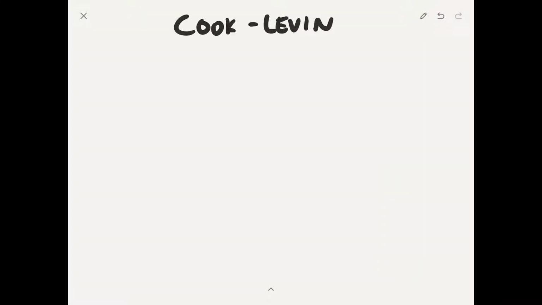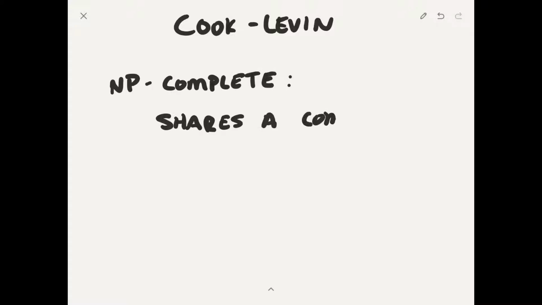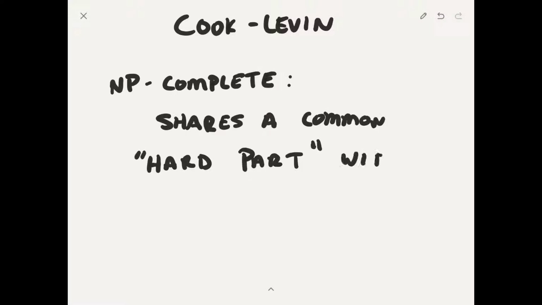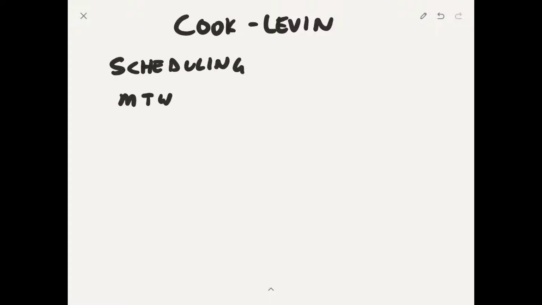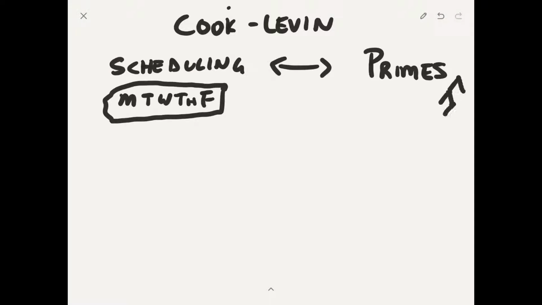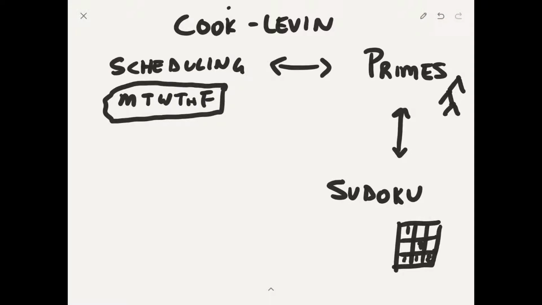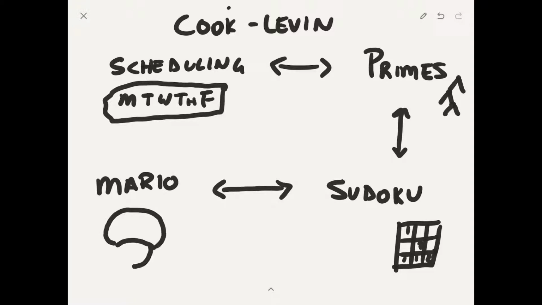The Cook-Levin theorem is the origin of the P versus NP problem. It conveys the idea of NP completeness, which are NP problems that can be reduced or converted in polynomial time, essentially relating them by their hard parts. This means that problems as distinct as efficient scheduling, prime factorization, Sudoku, and even Super Mario Bros. all share a commonality in how challenging they are to computers.